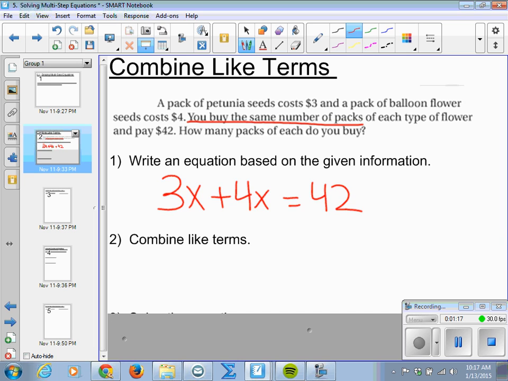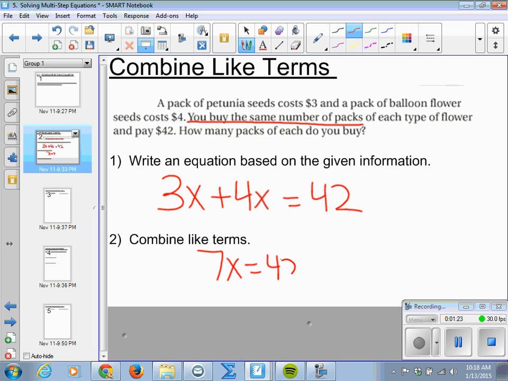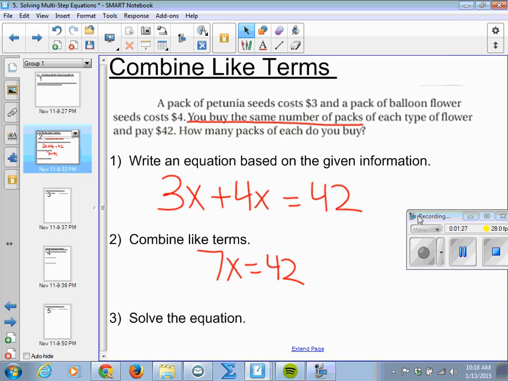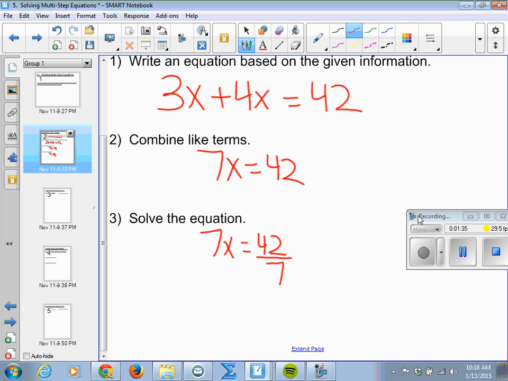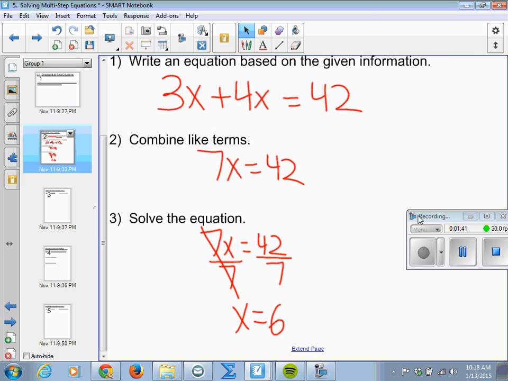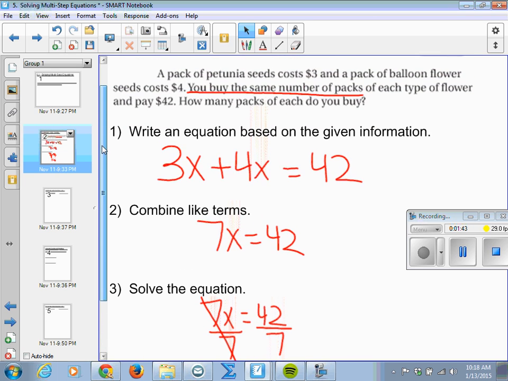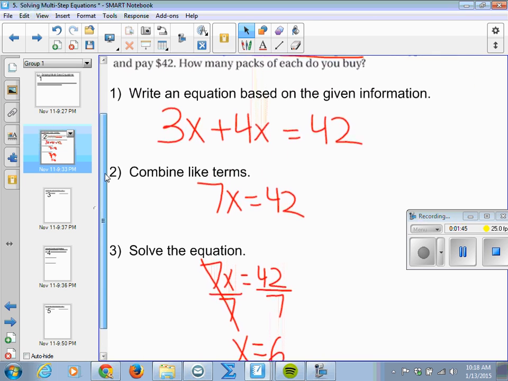We just combine like terms. 3x plus 4x gives us 7x, so 7x equals 42. And now we've got a nice, easy one-step equation. And we solve it by dividing both sides by 7. Even though the numbers are pretty small, I want these good habits practiced. 7's go away. X equals 6. So we buy 6 packs of flowers total.